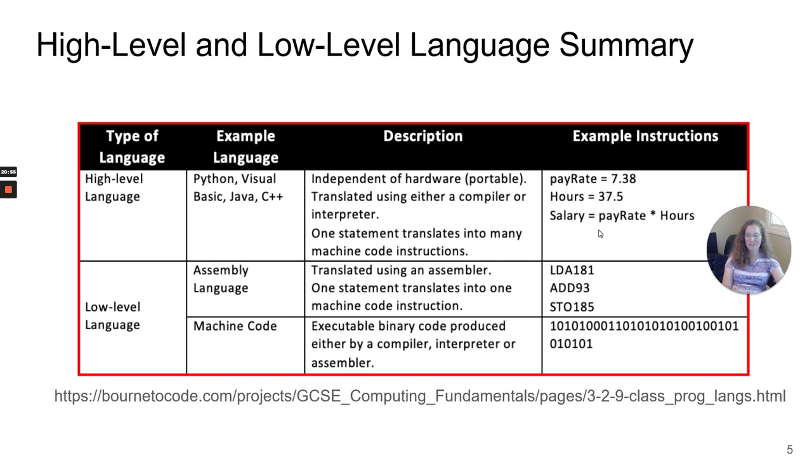Low-level languages, there are really two low levels. The lowest level would be machine code. That's the binary, the ones and zeros. I suppose you could write them, but people don't usually write in binary code. Usually that's produced by a compiler, an interpreter or an assembler, rather than a person writing out all the ones and zeros.